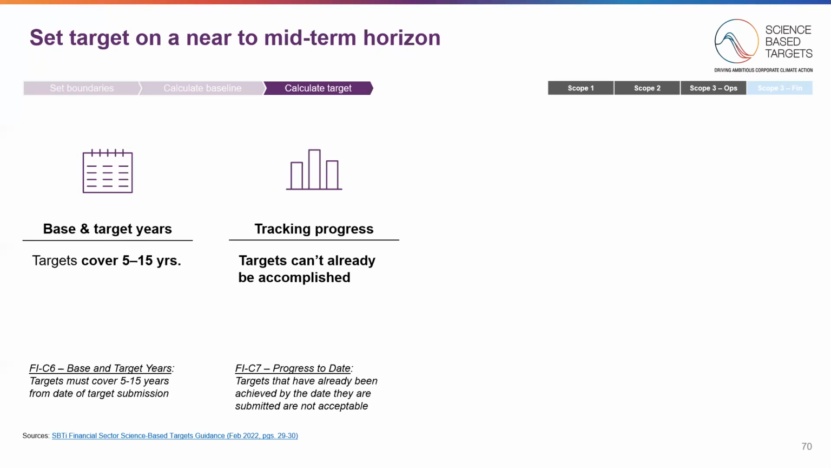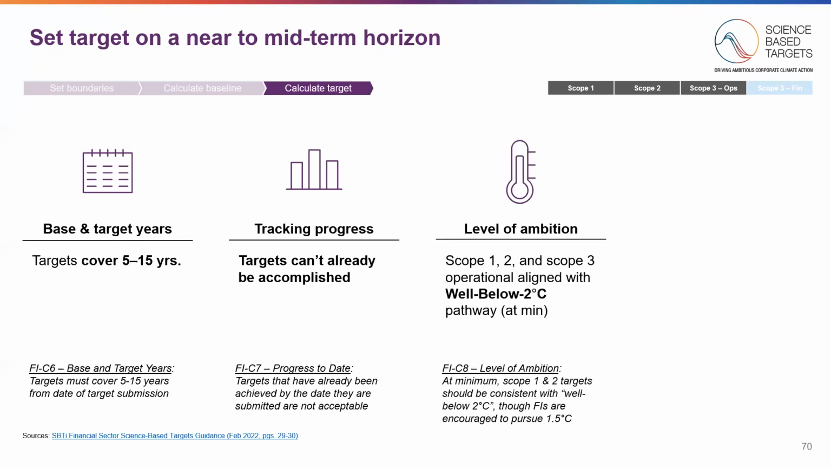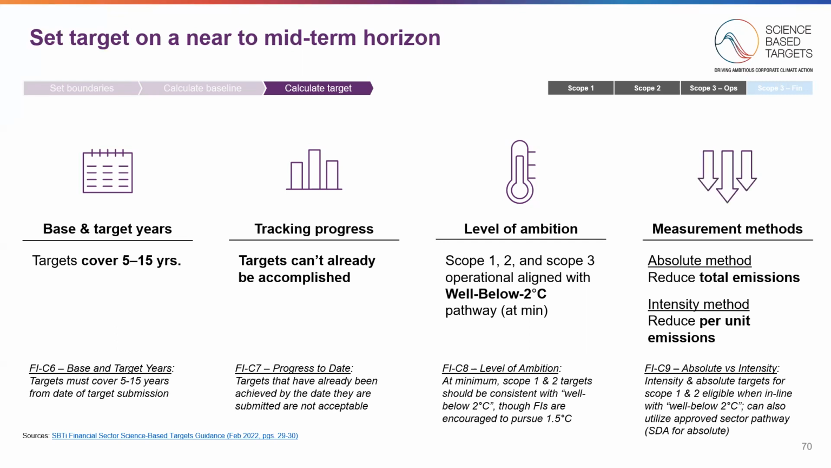Tracking progress. You cannot submit targets for accomplishments you've already achieved. When setting your targets, you'll want to consider where your organization is and where reasonable ambition can take you. Level of ambition. All scopes for financial institutions must be aligned with a well below 2-degree pathway at a minimum. As of July 15, 2022, all non-financial institutions, so corporates, must have Scope 1 and 2 targets aligned to a 1.5-degree pathway. Measurement methods. Scope 1 and 2 targets must use either the absolute method or the intensity method for setting targets.